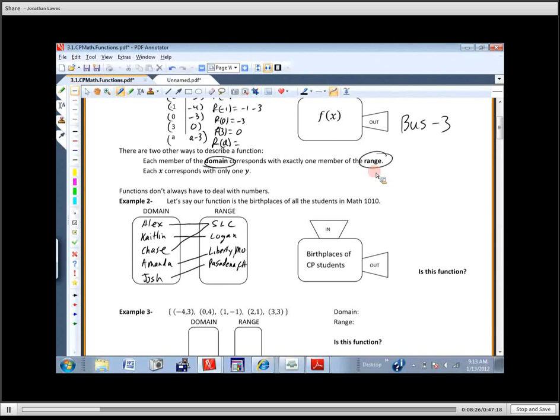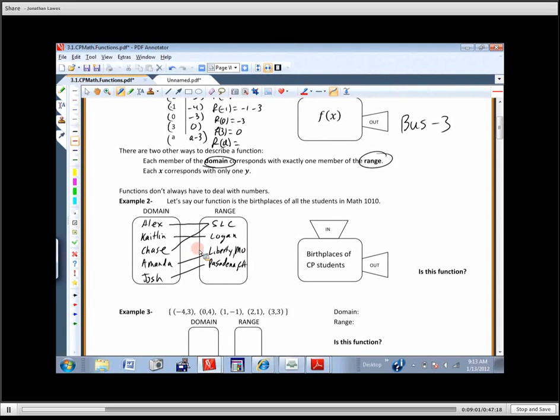There's no problem with Chase and Alex being born in the same place. This would be a huge problem. What if we had Josh in Logan also? Would that be a function? Okay, for 2 reasons. One, this thing in the domain corresponds to 2 places, and why wouldn't that make any sense in real life? You can't be born in 2 places. So this one is a function. If we added that other line, it wouldn't be a function.